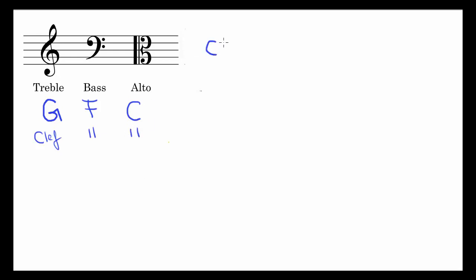And the word clef comes from the French meaning key. This was short for key note. So for the treble clef, the key note is G. For the bass clef, the key note is F. And for the alto clef, the key note is C. If this sounds confusing, it's okay. We're going to get more into the musical alphabet in the next video. But for right now, you just need to know that this is called the treble or G clef. This one here is called the bass or F clef. And this one here is called the alto or C clef.